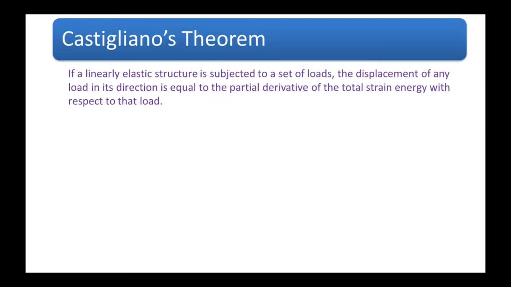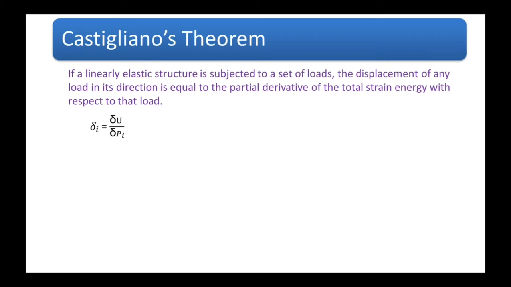Now, Castigliano's theorem: if a linearly elastic structure is subjected to a set of loads, the displacement of any load in its direction is equal to the partial derivative of total strain energy with respect to that load. So this is the formula, delta i is equal to del U by del Pi. Here U is the strain energy.